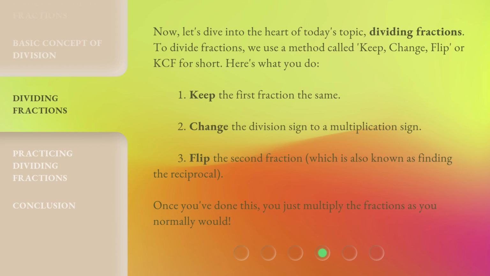Now, let's dive into the heart of today's topic, dividing fractions. To divide fractions, we use a method called keep, change, flip, or KCF for short. Here's what you do. 1. Keep the first fraction the same. 2. Change the division sign to a multiplication sign. 3. Flip the second fraction, which is also known as finding the reciprocal. Once you've done this, you just multiply the fractions as you normally would.